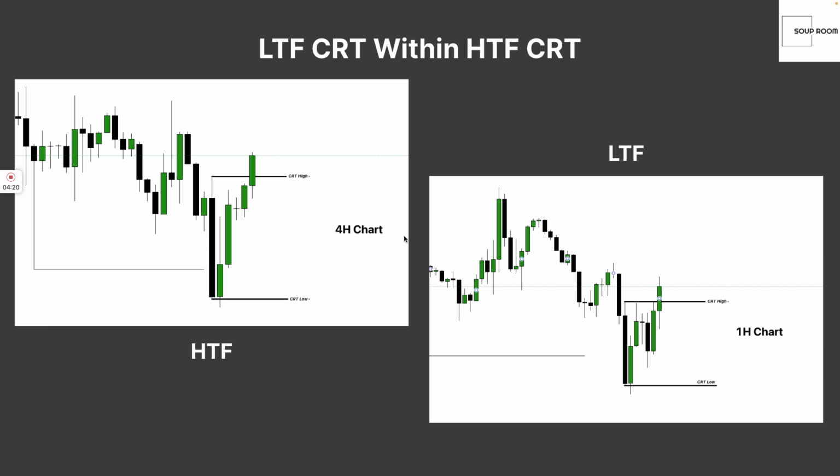Key level, 4-hour chart. This is our higher time frame. CRT high, CRT low. CRT low was hit. Dropping to the lower time frame, as we can see, the CRT low and high of the 1 hour was also respected. Where was this CRT formed? The 1 hour CRT was formed within the 4-hour CRT. This is key.